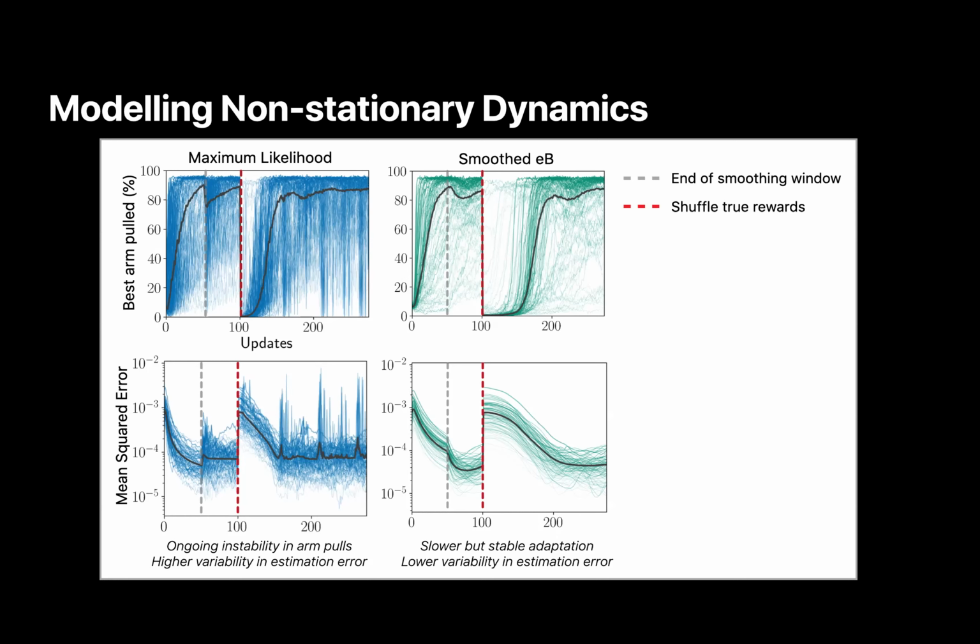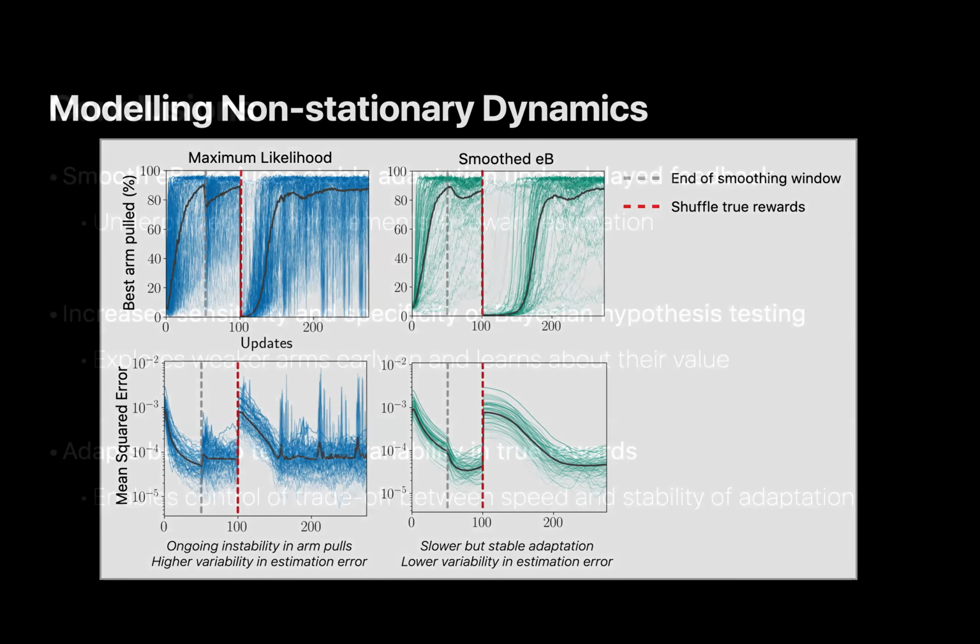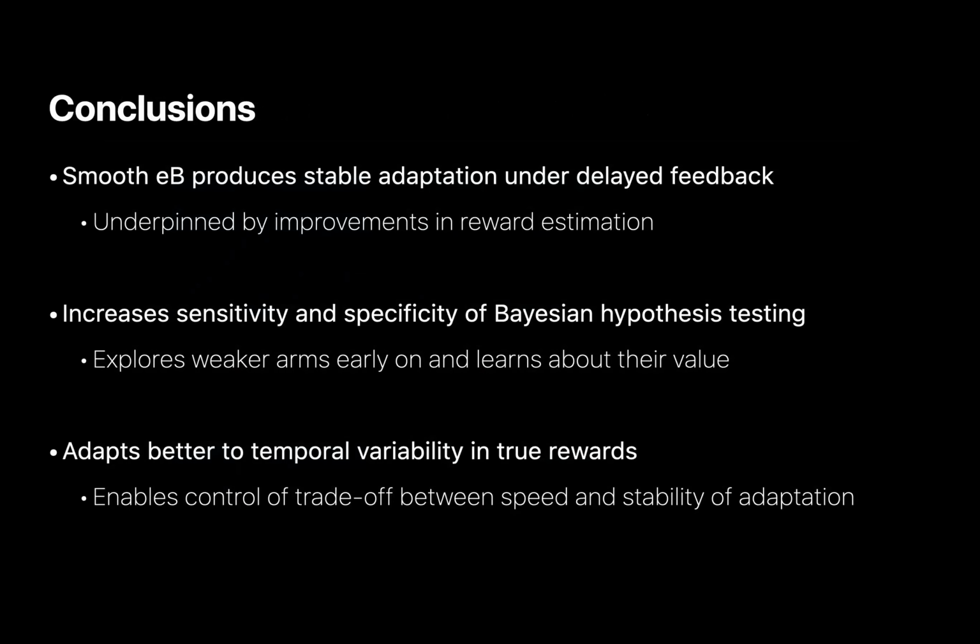In contrast, what we're seeing with the smooth empirical Bayesian estimation is that while it's a bit slower, as is clearly evident, it's more stable in picking the best arm and sticking with it after that change point, update 100. So this trade-off is what we'd like to highlight: a slower but more stable adaptation, with lower variability in estimation error, which we get with alternative estimators, like in this case, the empirical Bayesian one.